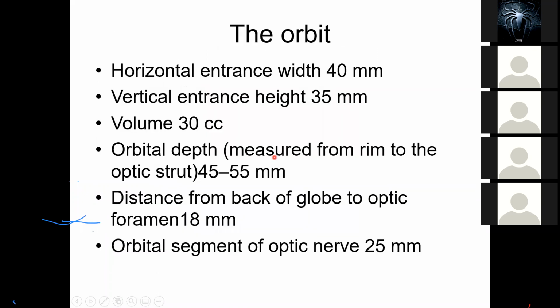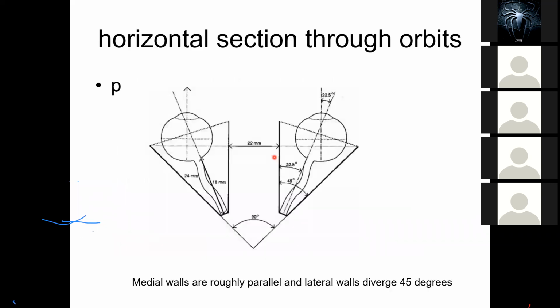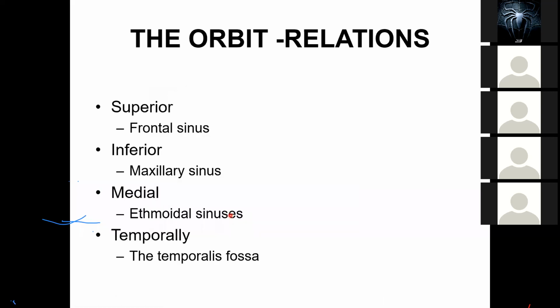Okay, so as I was saying, the orbital segment of the optic nerve is about 25 millimeters. The distance from the back of the globe to the optic foramen is 18 millimeters. All right, so we have about 25 millimeters here, and the back of the globe to the optic foramen is 18 millimeters.